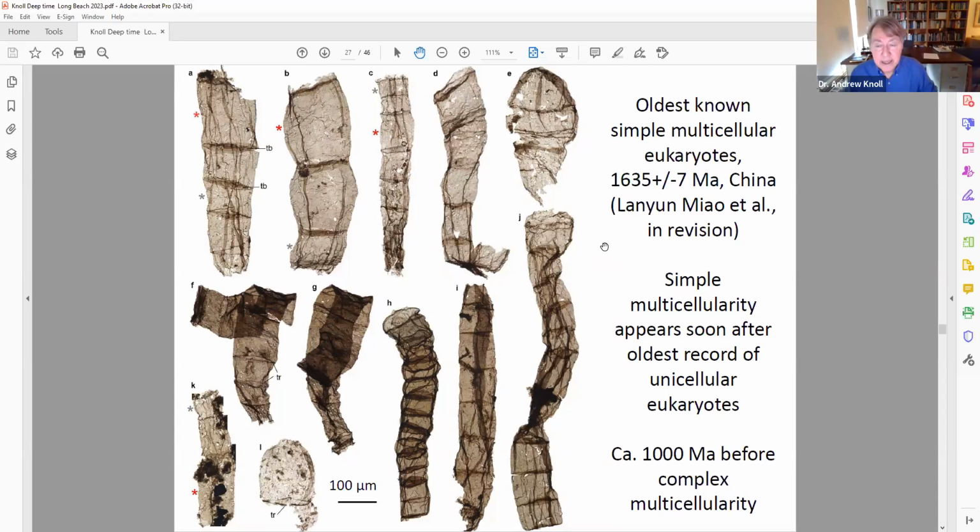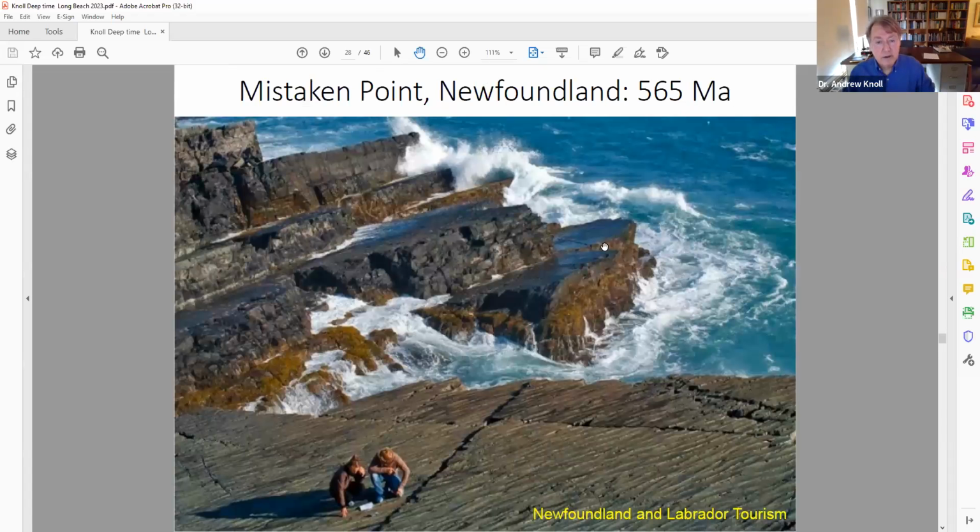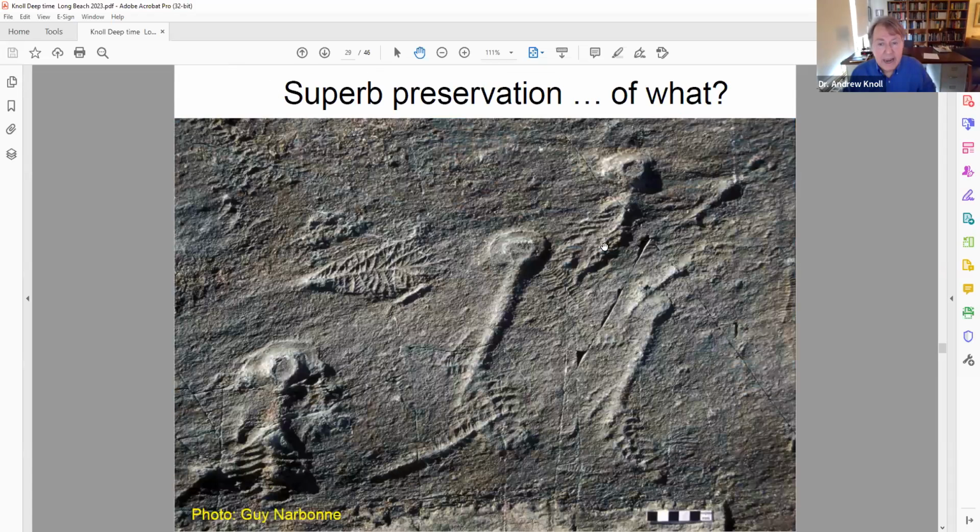Interestingly, however, there'll be another 1 billion years before we see the complex multicellularity associated with animals and more complex algae and plants. So let's slide through that 1 billion years and look at this wonderful place, a World Heritage Site in eastern Newfoundland called Mistaken Point. It's about 565 million years old, and you can see that there's beautiful bedding surfaces preserved there. And in those rocks, we start to see complex macroscopic fossils.